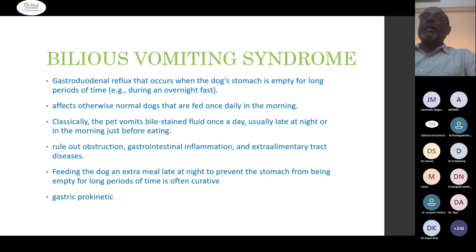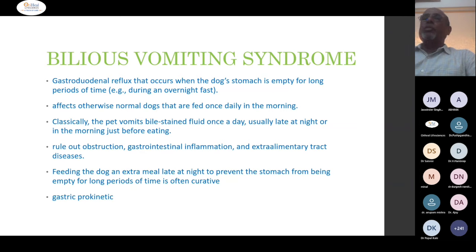Bilious vomiting syndrome. Again, this is a common occurrence in day-to-day practice. The client will say that early in the morning the dog is vomiting yellow vomitus. This is a gastroduodenal reflex that occurs when the dog's stomach is empty for a long time. This occurs due to feeding only once a day and not feeding anything overnight, so this causes bilious vomiting. Otherwise, dogs are always normal, and it vomits once daily. So this is a typical history.